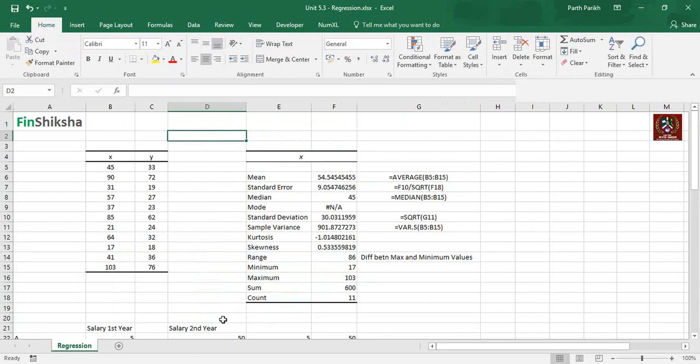the descriptive statistics and the basic measures which we use in statistics before we go into regression. Next video, we'll see what regression is and how we run a regression.